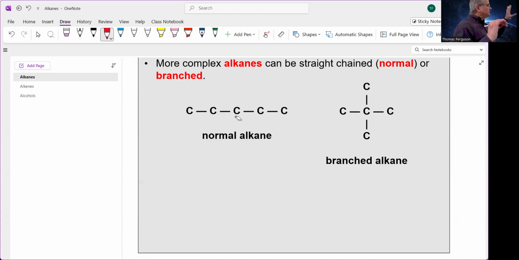We're not talking about hydrogen. You're just looking at the carbons here. There are different ways. We have 4 carbons, 5 carbons, and we can connect them up in a variety of ways. If we connect them up in a long string, that's called normal. If they're not connected up in a long string, they're called branched.